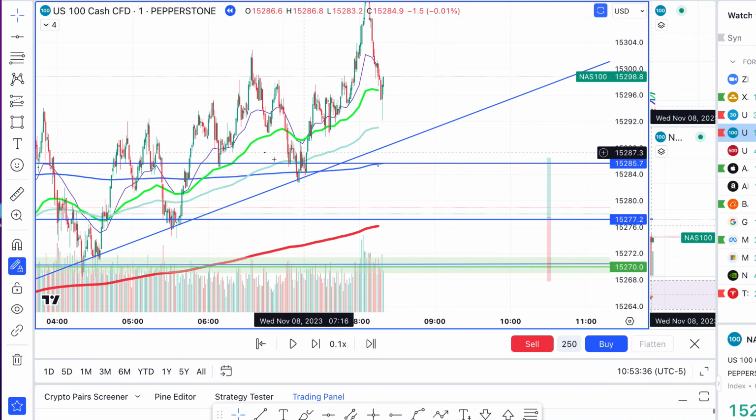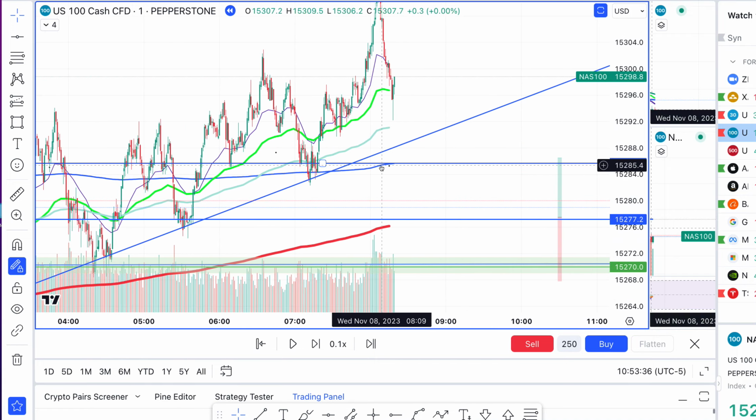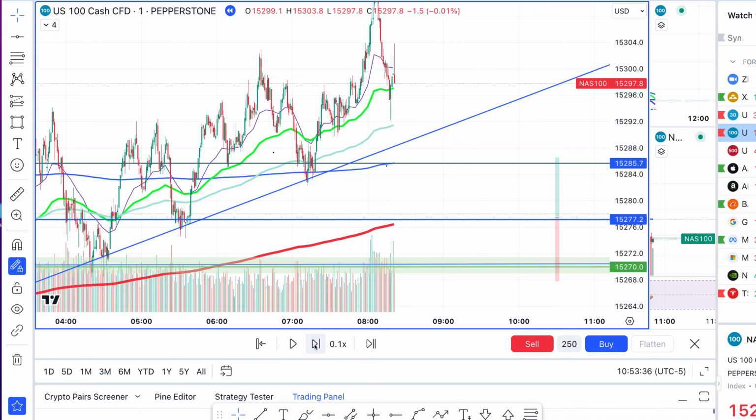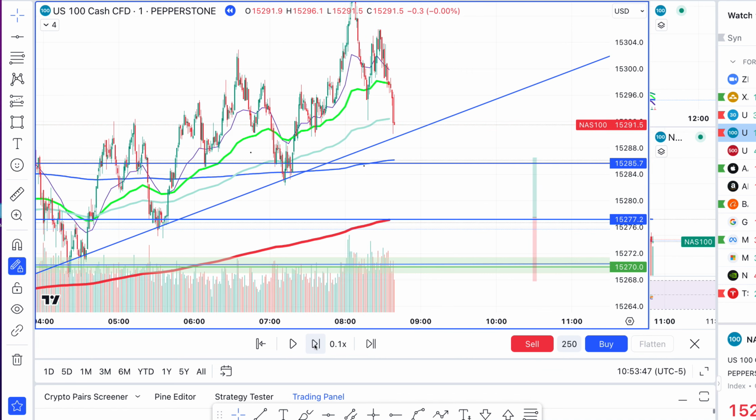So I'm looking basically for the next one. At this point, this trend line is the most interesting thing to me. It's the most obvious thing to me. So I'm looking for the next pullback to this trend line to see what happens. And I'm waiting, and then suddenly it does come down there.